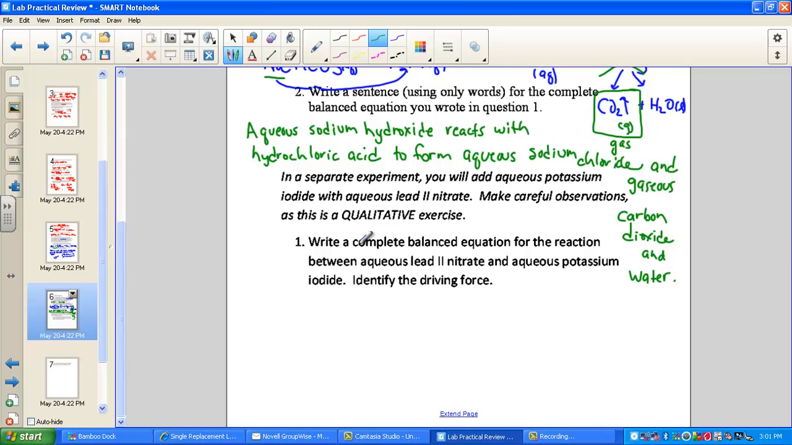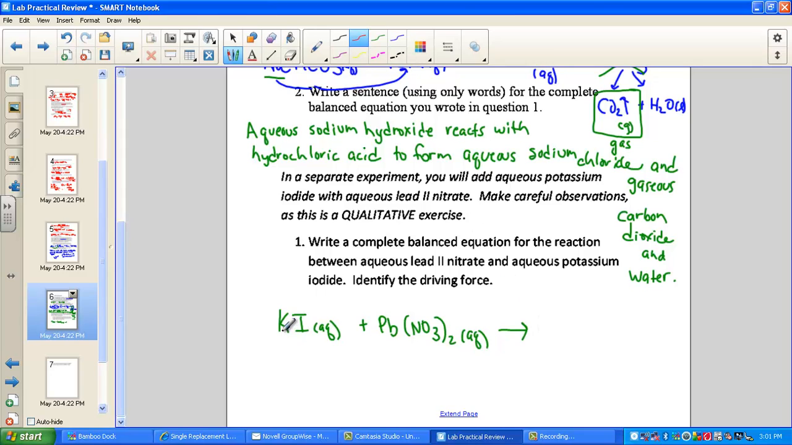Here's a second separate reaction under the double displacement category. So we'll be adding aqueous potassium iodide with aqueous lead-2 nitrate, making careful observations because this is a qualitative exercise. So starting with aqueous potassium iodide, we'll start that with lead 2 nitrate.